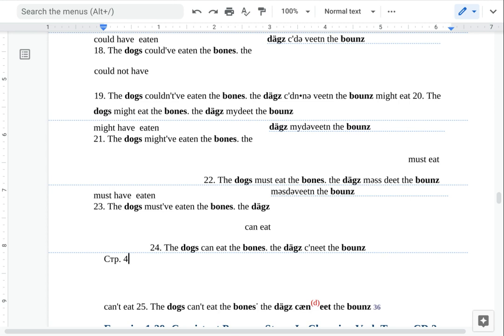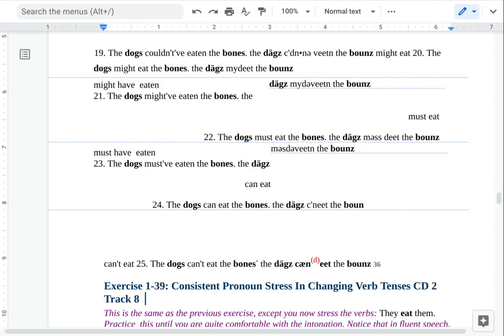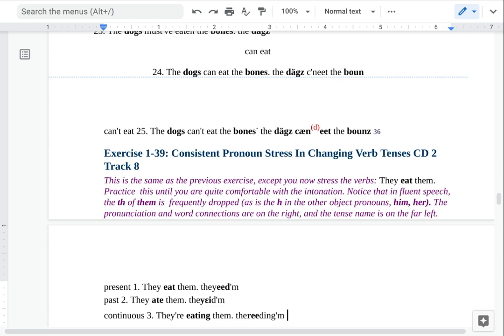Exercise 139. Consistent pronoun stress and changing verb tenses. This is the same as the previous exercise, except you now stress the verbs. They eat 'em. Practice this until you're quite comfortable with the intonation. Notice that in fluent speech, the th of them is frequently dropped, as is the h in other object pronouns, him, her. The pronunciation and word connections are on the right, and the tense name is on the far left.